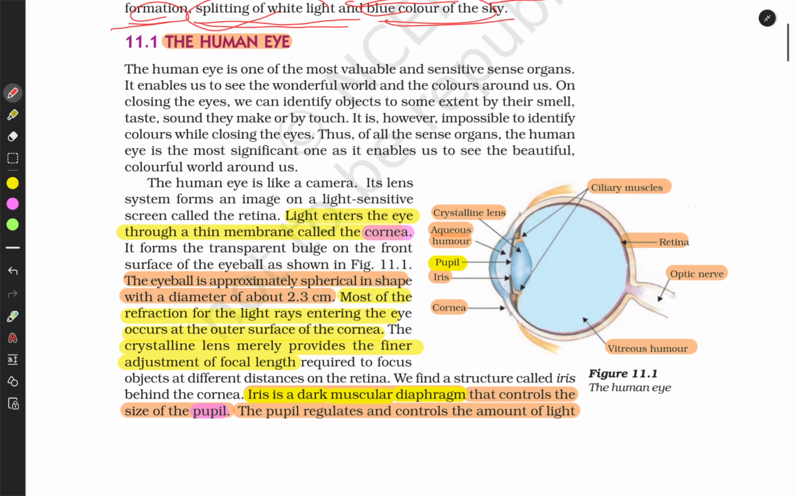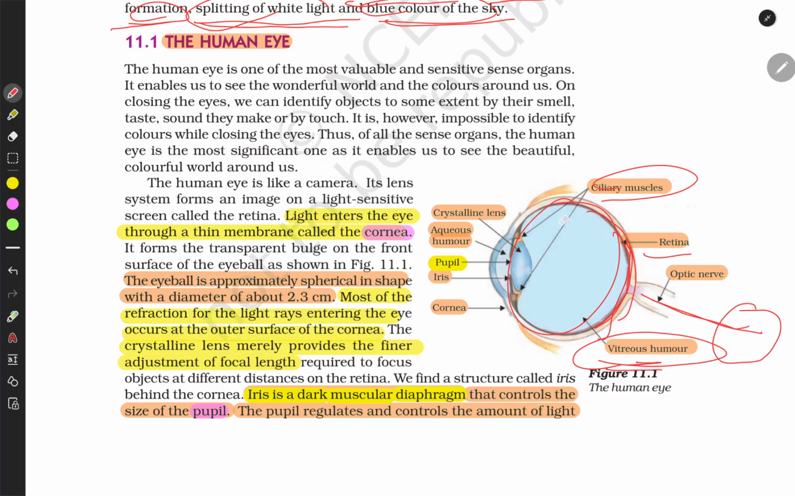So the human eye is this. Let's first go to this picture, and this is the vitreous humor. This optic nerve goes to the brain. This is the retina. Here the image forms, and these are the ciliary muscles which control the focal length of the lens. This is called the crystalline lens, and there is aqueous humor in it, and this is where the cataract is formed. We will study that later.